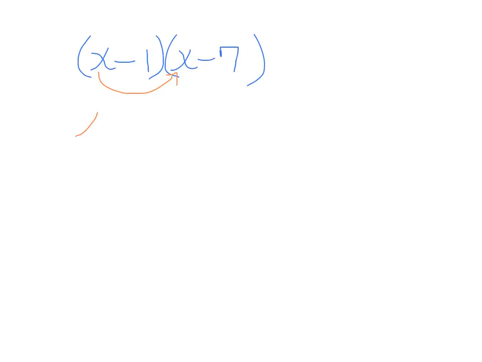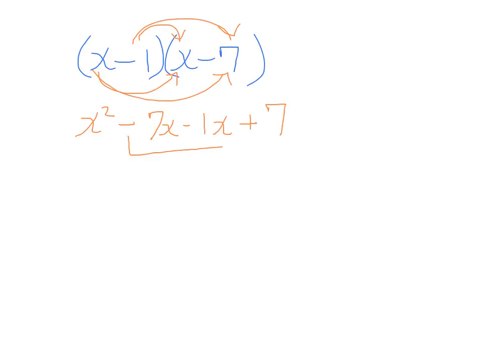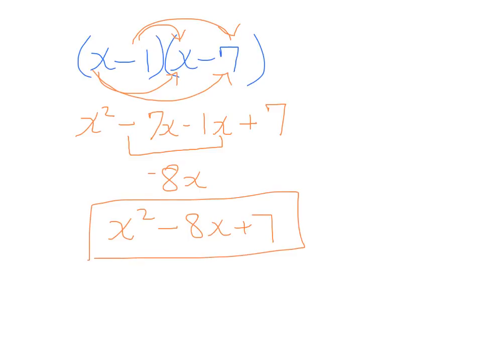x times x gives me x squared. x times negative 7 gives me negative 7x. Negative 1 times x gives me negative 1x. And I don't need to write the 1, but I will. And negative 1 times negative 7 gives me positive 7. So negative 7x plus negative 1x gives me negative 8x. So x squared minus 8x plus 7. And that is what I started with, so that's where I want to end up as well.